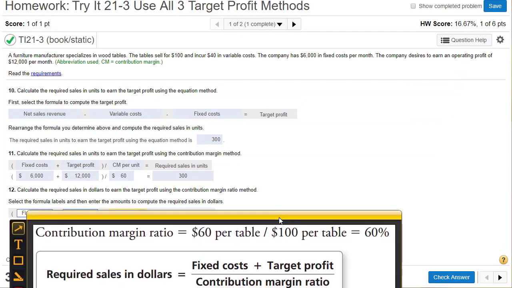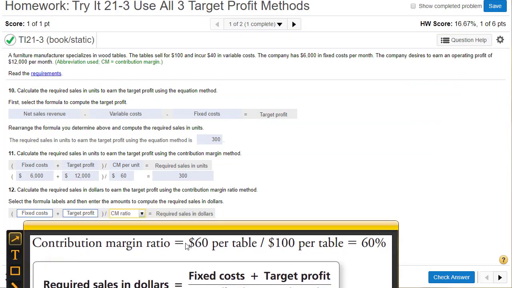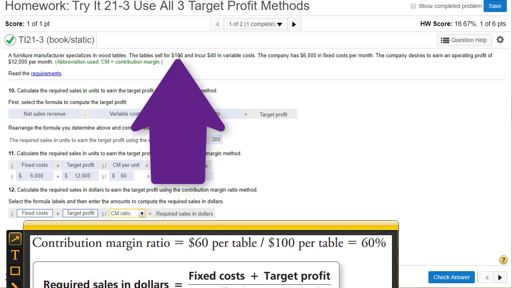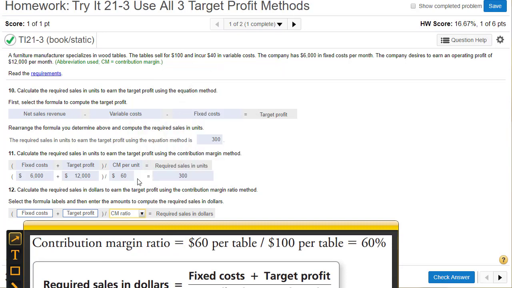Well, here's a calculation. Contribution margin ratio is the contribution margin per unit, which we calculated right here. And again, the way we calculate this contribution margin per unit is we took the sales price, 100, minus the variable cost of 40, which gives us $60 contribution margin per unit. So it's contribution margin per unit divided by the sales revenue per unit. So $60 divided by 100, and of course I got the 100 from here, gives us 60%.